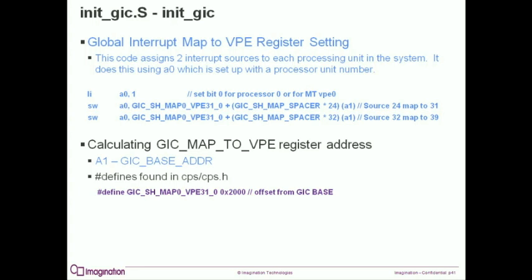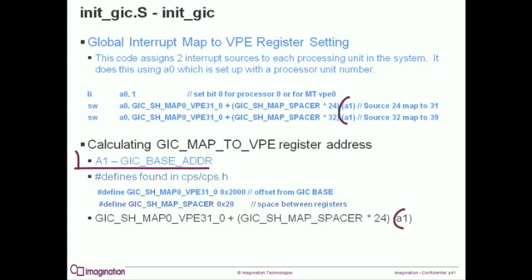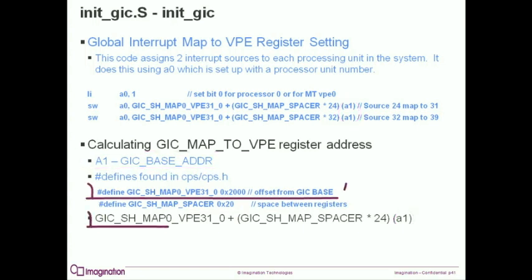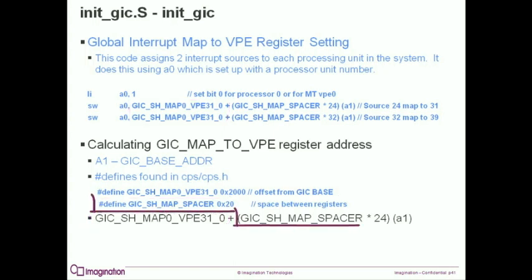The GIC sh map 0 VPE 31 through 0 is the base offset of the GIC map to VPE registers. The GIC sh map spacer is the size or space between each interrupt's GIC map to VPE register. The calculation is the base address of the GIC registers offset by the base offset of the GIC map to VPE registers plus the space between the interrupt registers times the interrupt number.